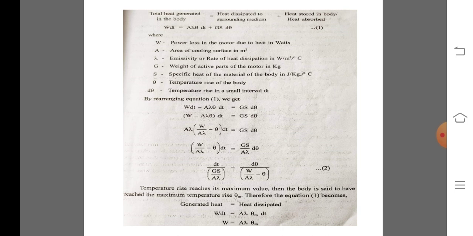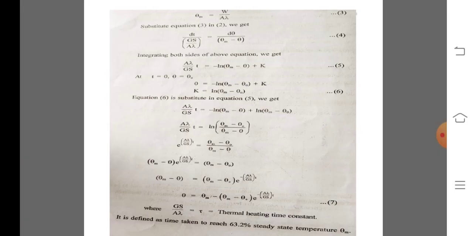Now we have to form these two equations according to our convenience. Generated heat equals heat dissipated. Already I told you generated heat is W dt, and heat dissipation is A lambda theta m dt. Now we strike out the common dt. We get W equal to A lambda theta m, that is, theta m equals W by A lambda. Now the theta m value is replaced in the second equation.